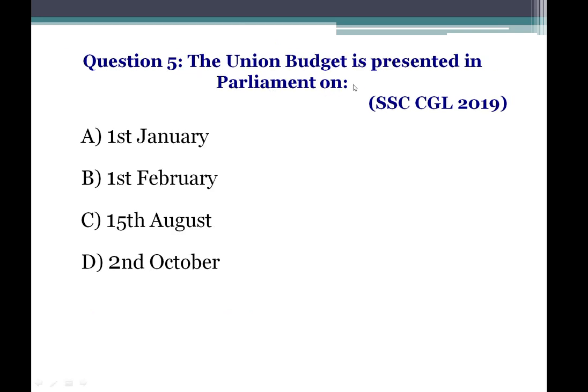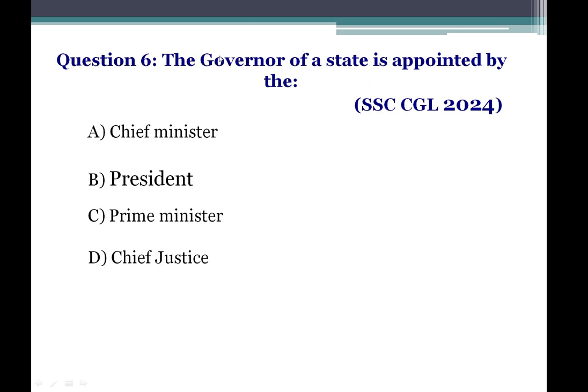The Union Budget is presented in Parliament on 1st January, 1st February, 15th August or 2nd October. So the correct option is B, that is 1st February. The Governor of a state is appointed by the Chief Minister, President, Prime Minister or Chief Justice. So the Governor of a state is appointed by the President of India. So the correct option is option B.